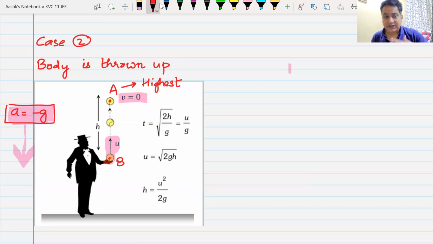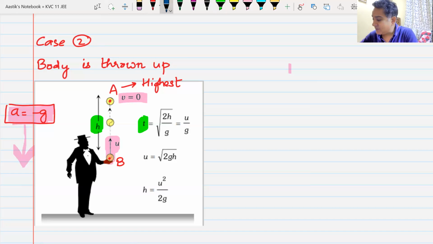Now, what are the things that are not known and which a question might ask us to find out? The first thing is the maximum height, how high it reaches. The second thing is how much time it takes to go up. These are the two things that are not known to us. Do we understand this? How are we going to find it?